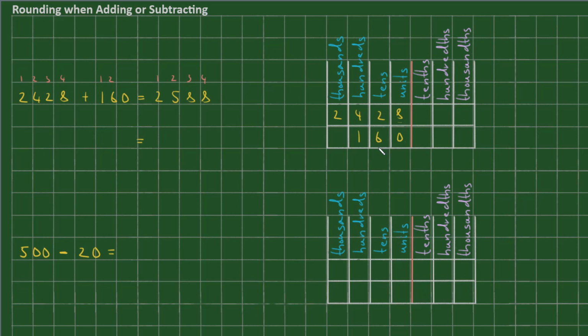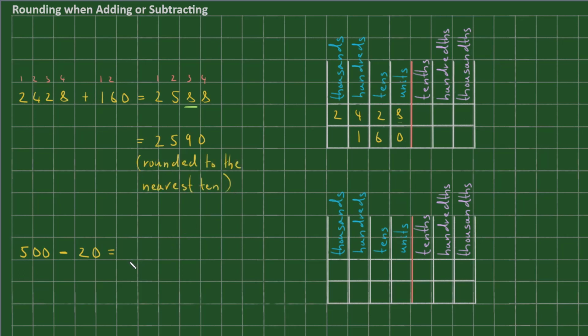So if I'm rounding my result to the nearest 10, then this is my rounding position. I look one to the right, it's 5 or more, so I raise the score. And 2588 is rounded to 2590. So the value has been rounded to the nearest 10. Let's look at the second problem.